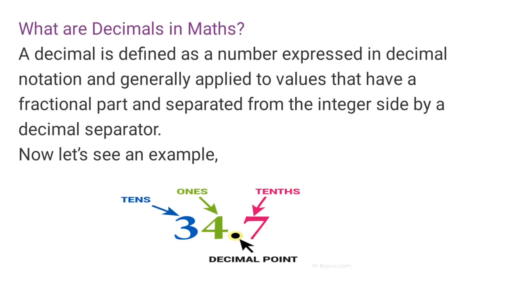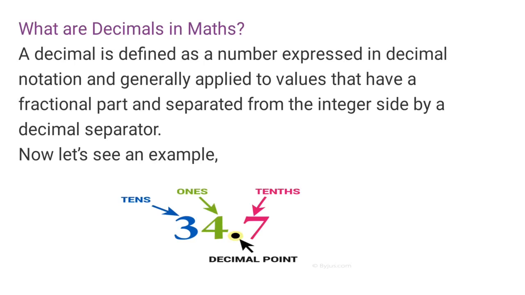A decimal is defined as a number expressed in decimal notation and is generally applied to values that have a fractional part. It is also separated from the integer part by a decimal separator known as decimal point. Let us understand this with the help of an example of the number 34.7. Here, in the number, 3 is at tens place, 4 is at ones place, point indicates decimal separator, that is decimal point, whereas 7 is at tenth place.